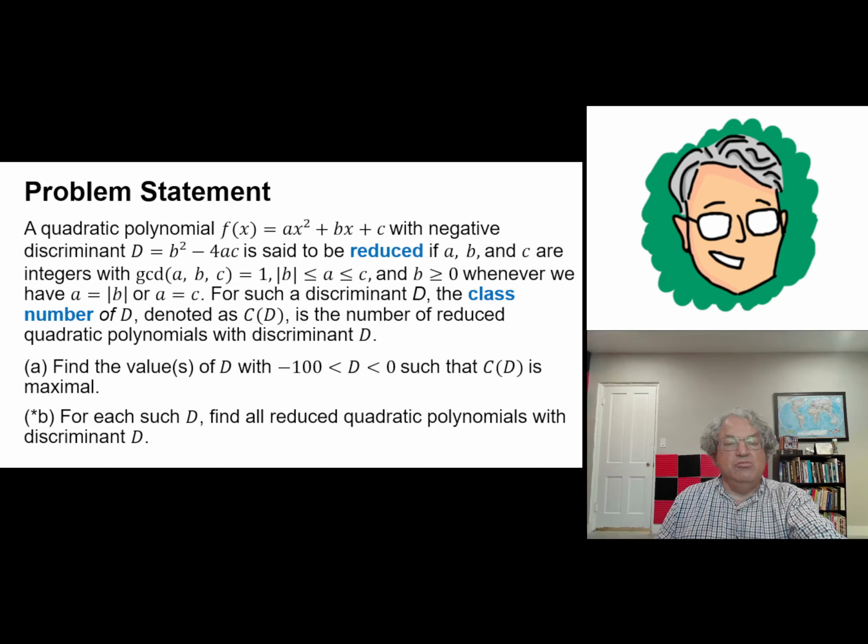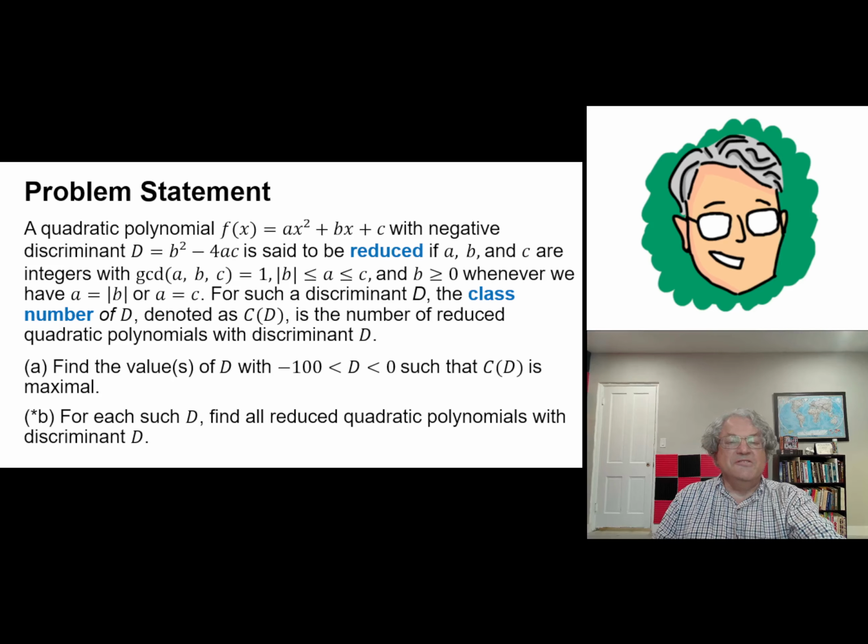Anyway, for such a quadratic polynomial, we say it's reduced if the coefficients a, b, c, first of all, all have to be integers, and then they have to be pairwise relatively prime. So in other words, the GCD of a, b, and c is 1. But we also require that the absolute value of b is less than or equal to a, which in turn is less than or equal to c. In other words, a and c are both positive. b doesn't have to be positive, but its absolute value has to be less than or equal to a. And also, whenever a is equal to the absolute value of b, we require that b is positive. Or if a is equal to c, we also require that b is positive.